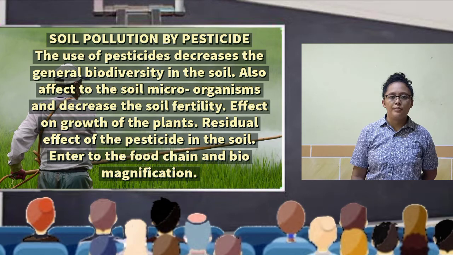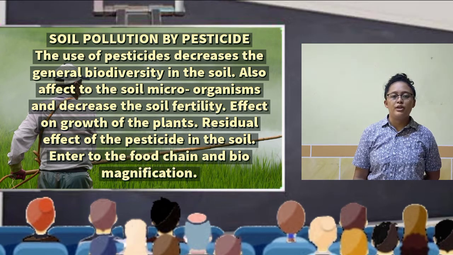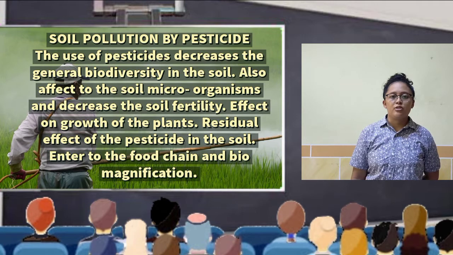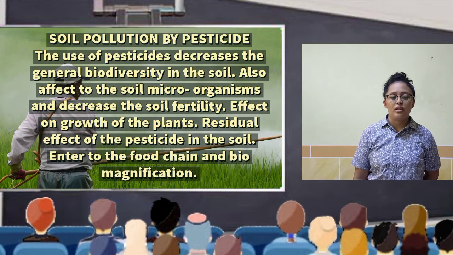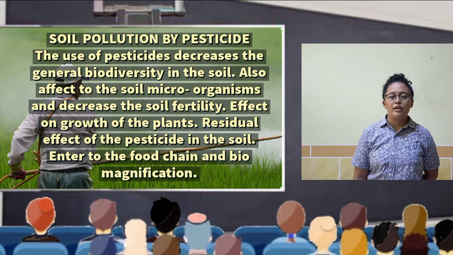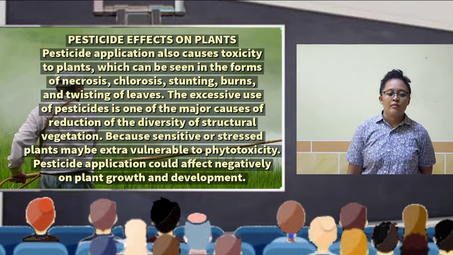Soil pollution by pesticide. The use of pesticide decreases the general biodiversity of the soil. It also affects the soil microorganisms and decreases soil fertility, with an effect on the growth of plants. Residual effect of the pesticide in the soil can enter the food chain and cause biomagnification.